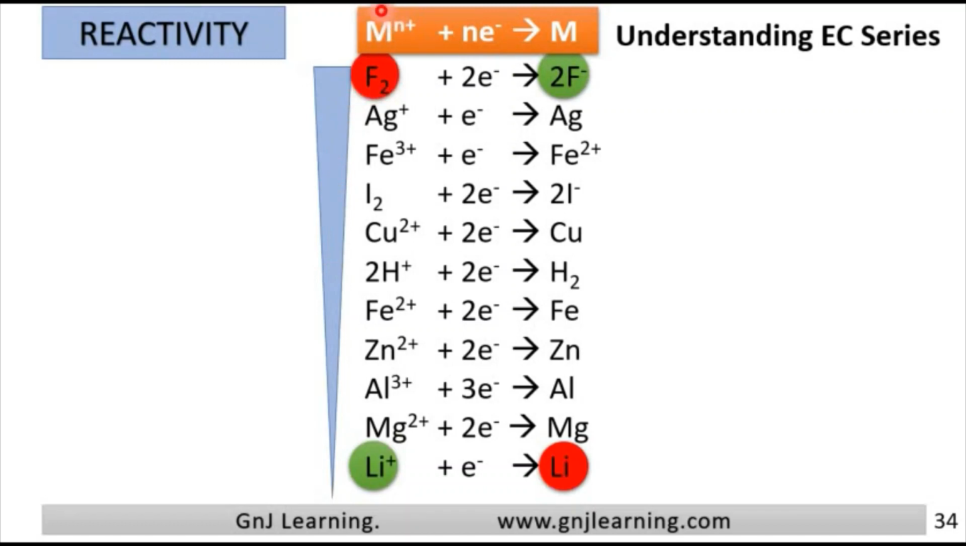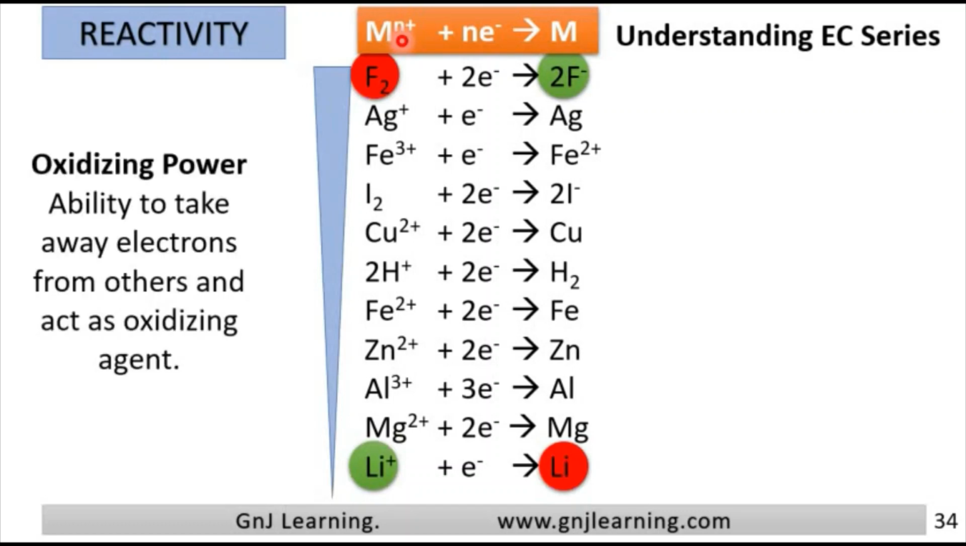If you look into the oxidized species, what is oxidizing power? Oxidizing power is the ability to take away electrons from others. Fluorine is gaining electrons, and it gained these electrons from the reduced species, so it is helping those species to oxidize. That's why it is called oxidizing power. Fluorine takes away electrons from other reduced species, so it acts as an oxidizing agent. Fluorine acts as an oxidizing agent because it is taking away electrons from other species and helping them to oxidize. The ability to take away electrons is called the oxidizing power.